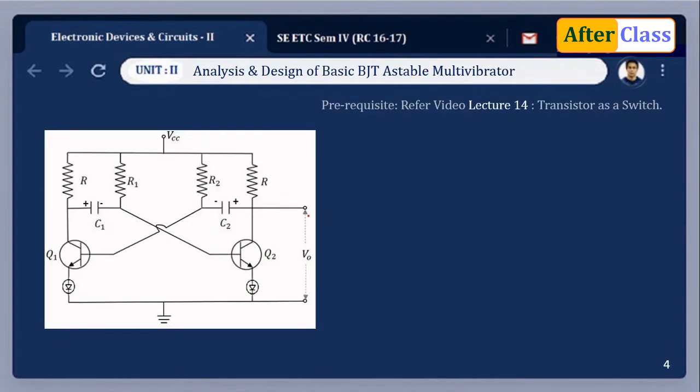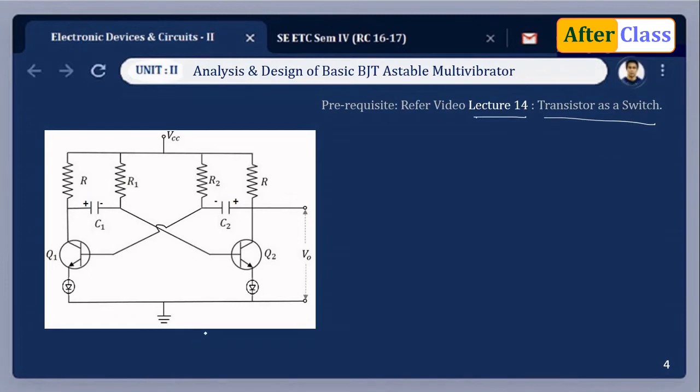Now in this diagram we can see there are two transistors which are connected as a switch. To understand how the transistor acts as a switch, you can refer to our video lecture 14 titled Transistor as a Switch.